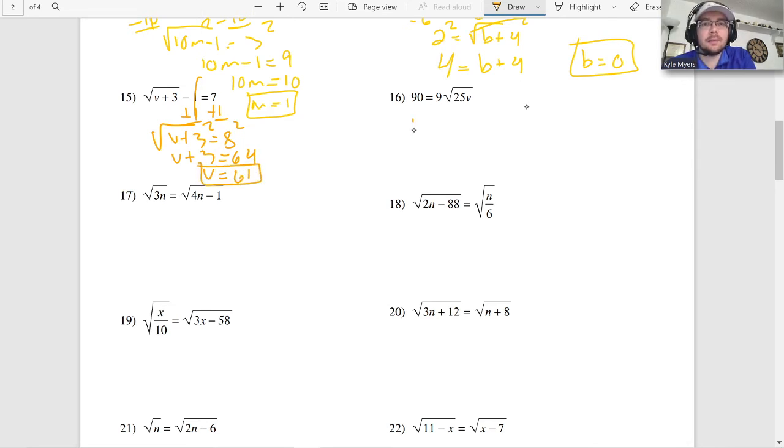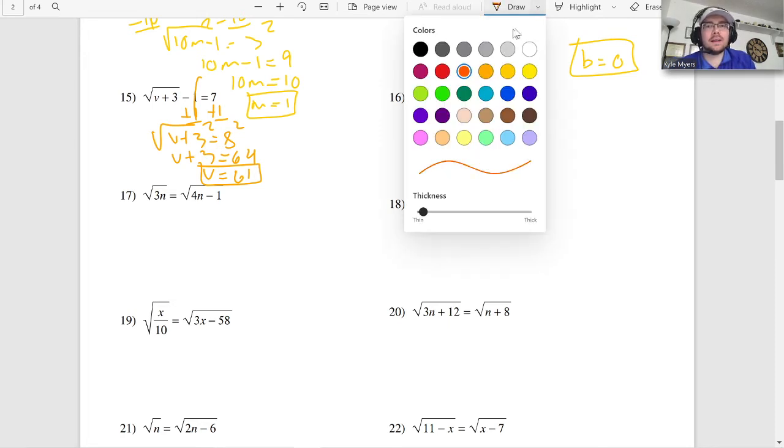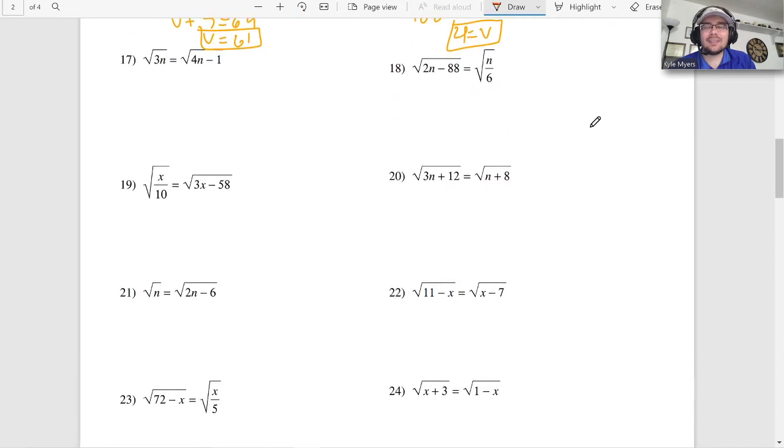Over here, we're going to divide by 9 on both sides first. Right, divide by 9 on both sides. Then we square. And then we divide by 25. And there we go. Right? And this is about as fast as I'm going to get, because you really can't go that much faster.